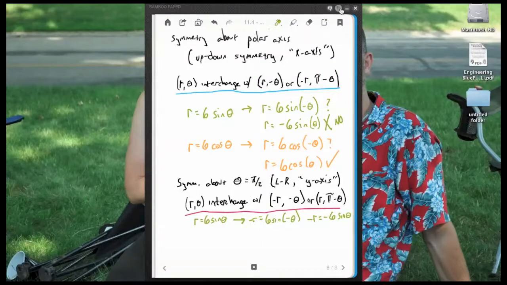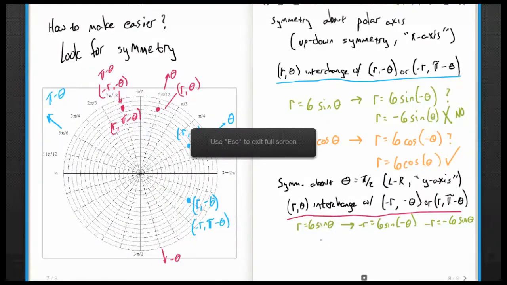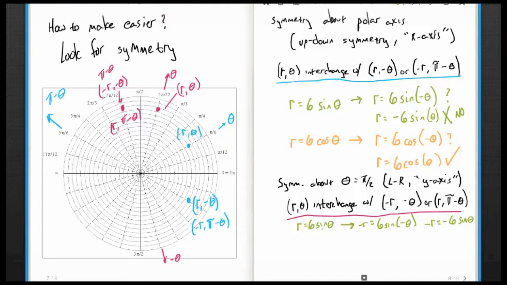Okay, so where were we here? We started with the equation r equals 6 sine theta. We put in a negative r and a negative theta. We got negative r equals negative 6 sine theta, which gives r equals 6 sine theta, so that works. All right, that's good. So it must be symmetric about the left-right, or symmetric about the y-axis.